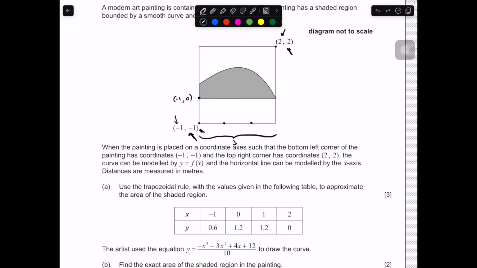So this is 0, 0, here, and here. So we know when x is equal to -1, we have a height of 0.6. And then when x is equal to 0, we have a height of 1.2. And when x is equal to 1, we have a height again of 1.2. And when x is equal to 2, we have a height of 0.